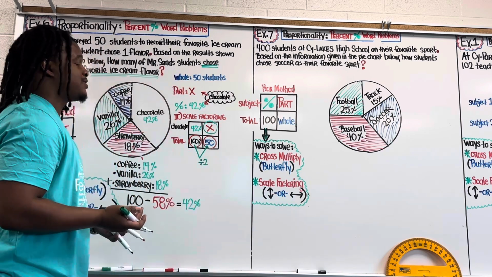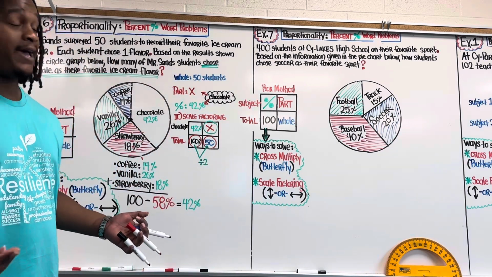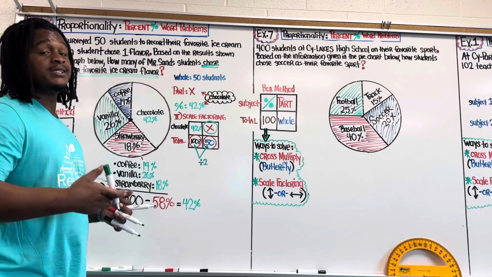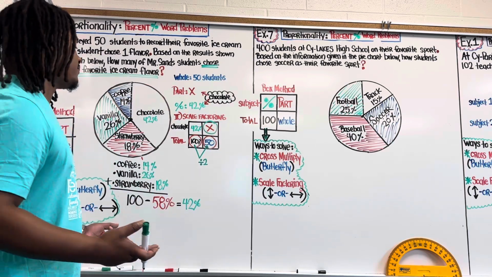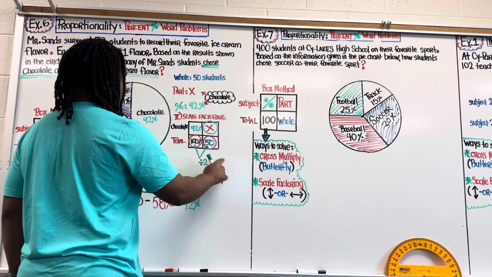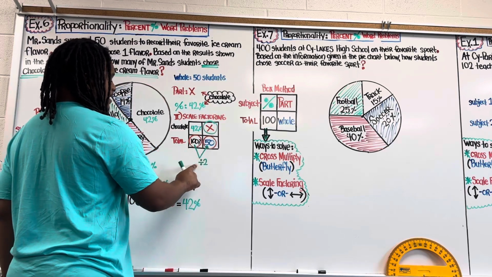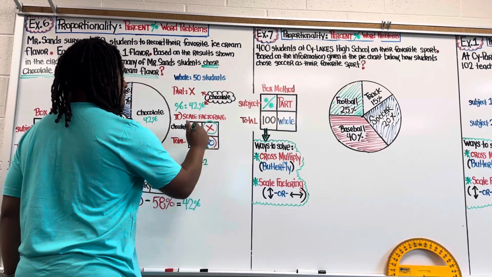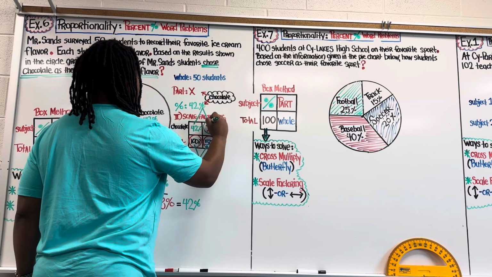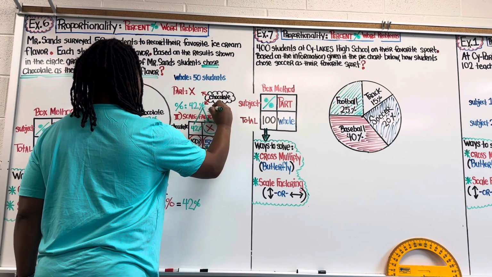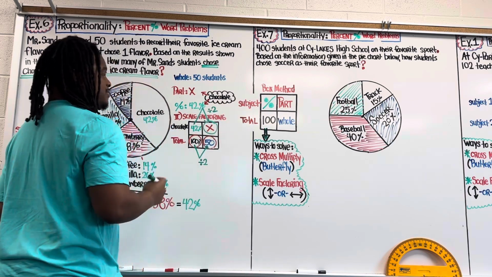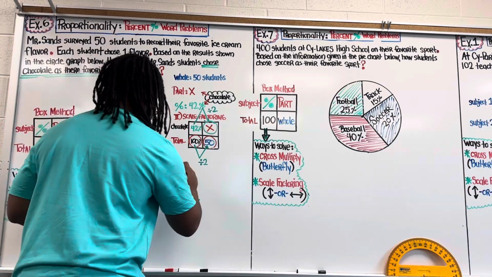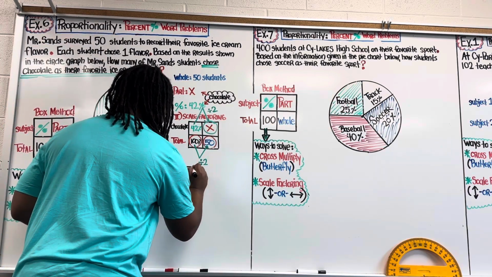Okay, and dividing by 2 is the same thing as multiplying by 1/2, okay? So I'm going to divide by 2. So 100 divided by 2 equals 50. If I divide by 2 down here, then up here, I must divide 42 by 2 to get X. So let's go ahead and do that, guys. 42 divided by 2.